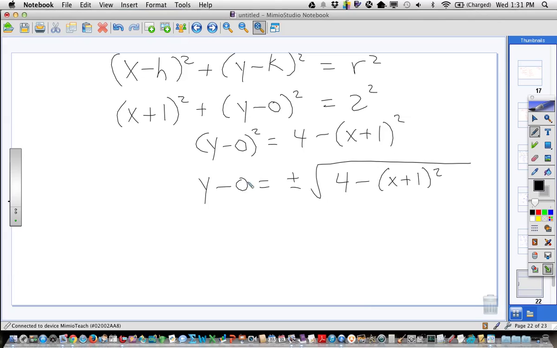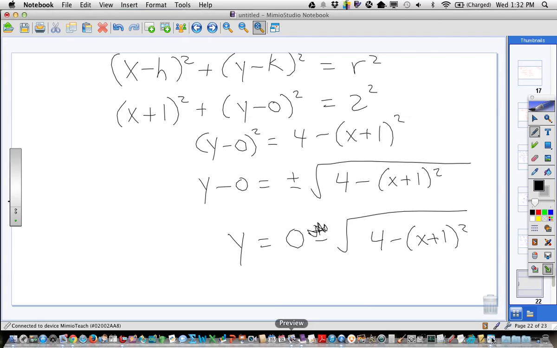Now, notice if this would have been something other than 0, like a 3, we'd have had to add it over. So it would have looked like this: 0 plus or minus square root 4 minus x plus 1 squared. So we wouldn't have needed to mess with that 0, obviously. And you're right, we're only going to want the minus.